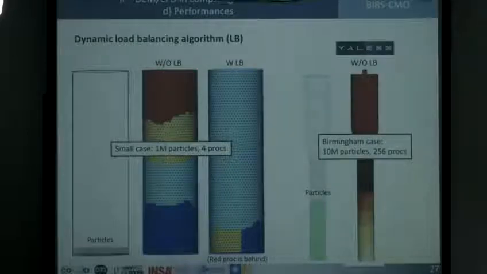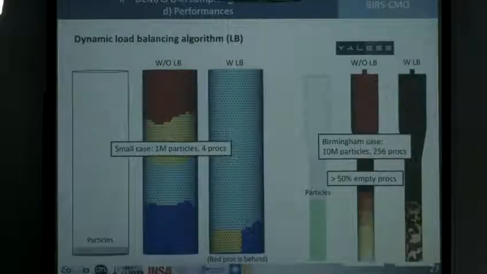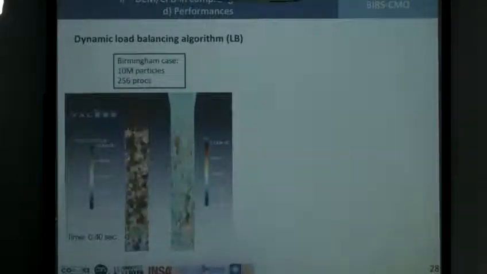And what we could notice when we first ran the fluidized bed of the Birmingham University is that, in any case, almost 60% of the processors were perfectly empty of particles. Although we would like something like this, where the processors are more numerous where there are more particles. So how can we achieve this? Well, this is the Birmingham fluidized bed.